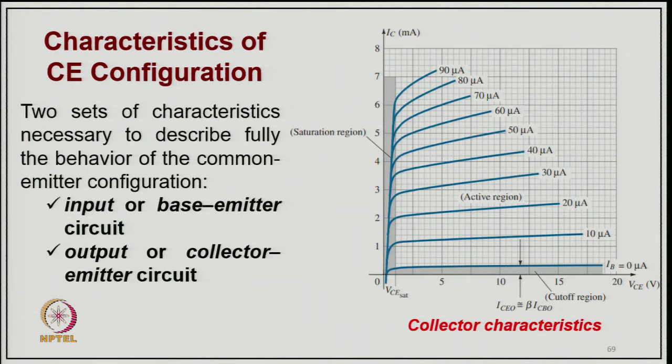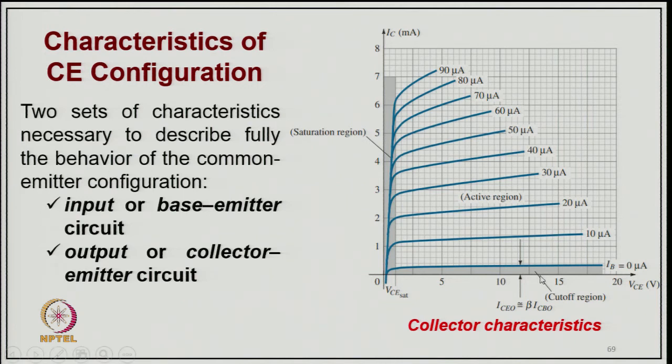So this is the characteristic of the common emitter configuration. Two sets of characteristics are necessary to describe the full behavior: the input or base-emitter characteristic, which we discussed earlier, and the output or collector characteristic. This is the collector characteristic, where VCE is the collector-to-emitter voltage and this is the collector current, for different base currents.